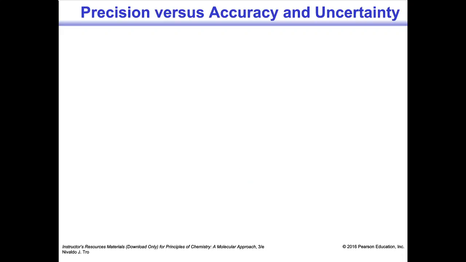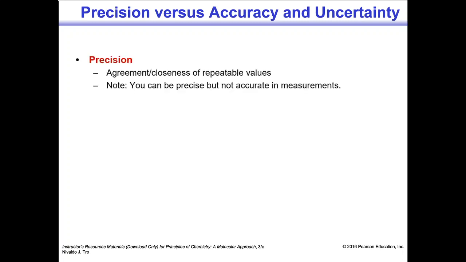Okay, so the second to last topic we'll talk about in this chapter, and we're almost done. We just have a little bit left to go. So we're going to talk about precision and uncertainty. Precision is the agreement or closeness to repeatable values. So you can be precise but not accurate. This is how close the values are to each other. So how repeatable is it? Can I take the same measurement over and over?